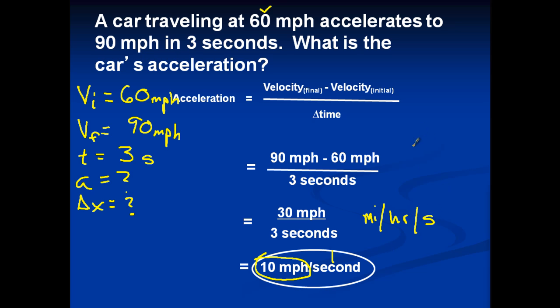Now in physics, I said we like MKS units. So what do you think the MKS units for acceleration should be? We have miles, hours, seconds. We don't like miles. We do like meters. Instead of hours, we like seconds. MKS: math kills students. Seconds are already in seconds. So meters per second squared will be the MKS units for acceleration.